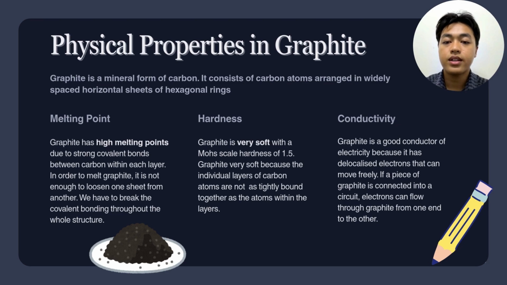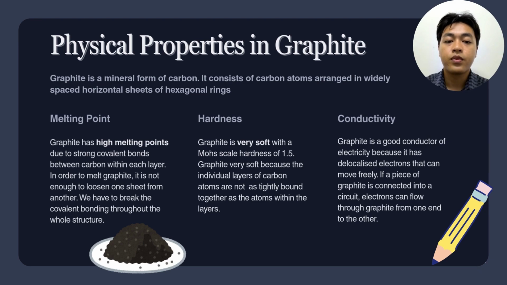Melting point. Graphite has a high melting point due to strong covalent bonds between carbon atoms within each layer. In order to melt graphite, it is not enough to loosen one sheet from another. We have to break the covalent bonding throughout the whole structure. For the hardness, graphite is very soft with a Mohs scale hardness of 1.5.